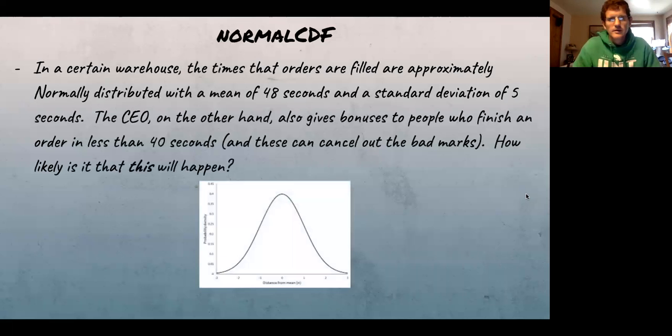Now, the CEO, on the other hand, also gives bonuses to people who finish an order in less than 40 seconds. And of course, these can cancel out the bad marks, so that's good. How likely is it that you are going to have that happen? So what I want you guys to do is, at this point, see if you can figure this out on your own and put on the screen what that area is, what the answer is.